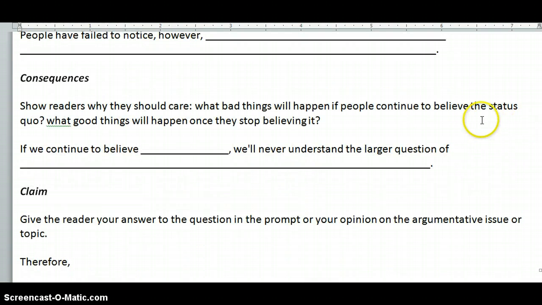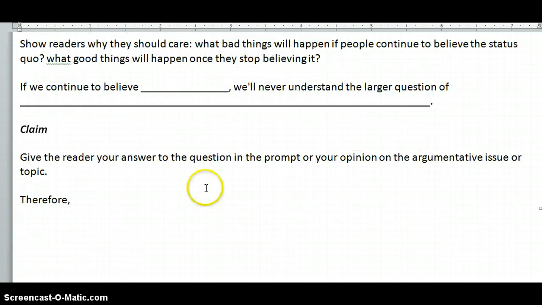Then we go into the consequences. Show readers why they should care, what bad things will happen if people continue to believe the status quo, and what good things might happen if they stop believing it and come over to your side. And here's a sentence starter that you could use for this. And then finally the claim, therefore. So as a result of talking about all of this and suggesting that there is an opposite viewpoint, what is your claim, what is your opinion on this argumentative issue or topic?